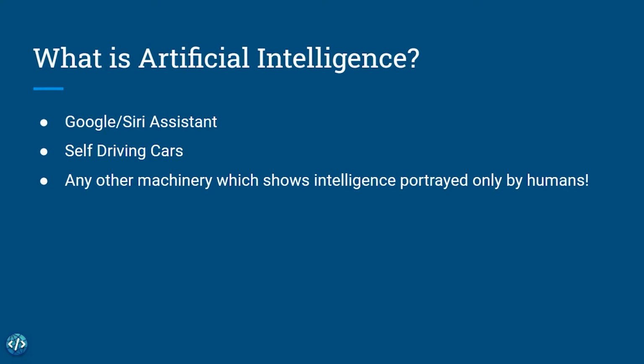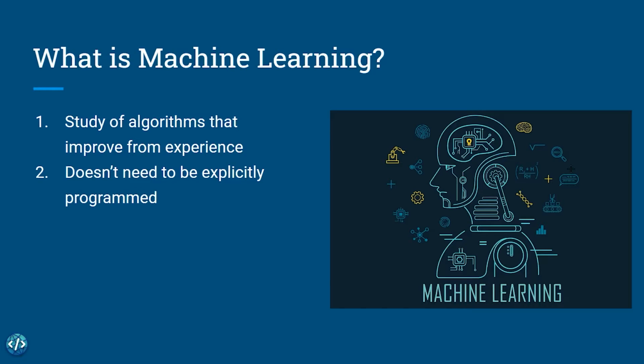What is AI? AI is human intelligence shown in machines, and examples that you know of are Google and Siri assistants or self-driving cars. However, these are much larger scale examples, and we can create smaller scale models with code. What is ML? ML is the study of algorithms which improve from experience, specifically training on data. It is the most common application of AI, and everything we'll be doing in this series will be considered ML.